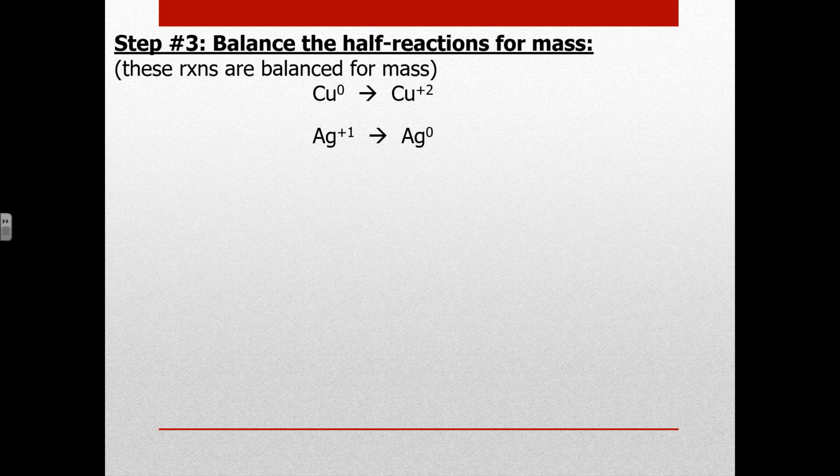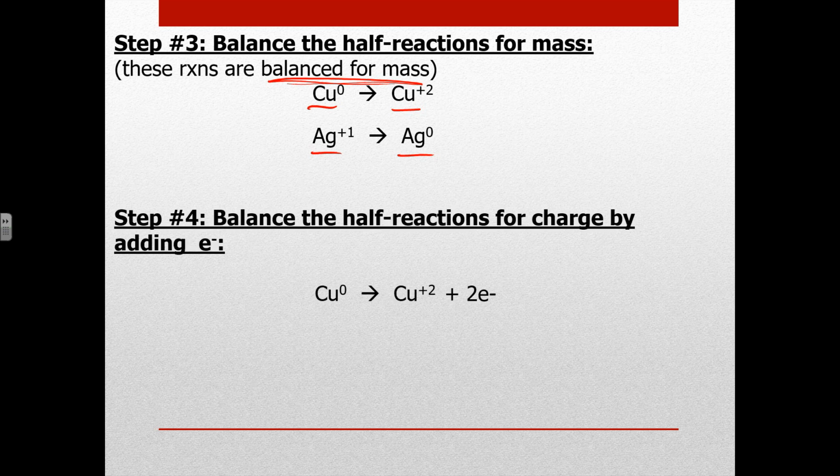Now we want to put the electrons in. So now we've got to figure out how many electrons are needed in each one of these. But first we're going to balance it for mass. So we want to make sure that we have the correct number of copper atoms and silver atoms on both sides. Here I have 1 copper, and here 1 silver and 1 silver. So right now I am balanced for mass because I have the same number of each atom on both sides. It's not always that way, but this time it's nice and easy.